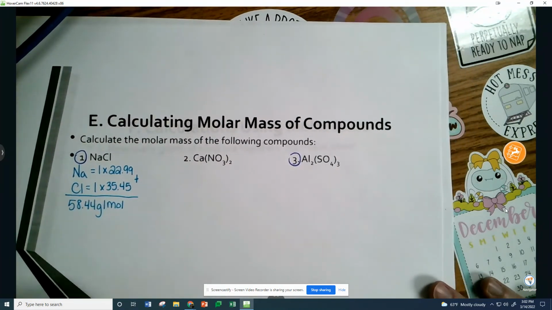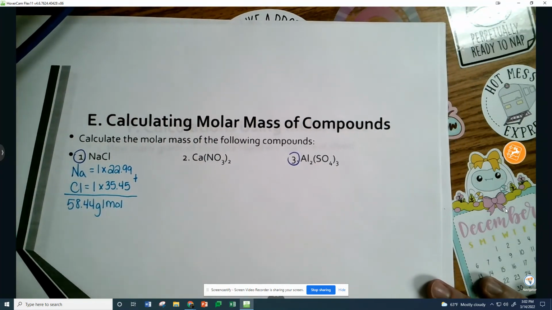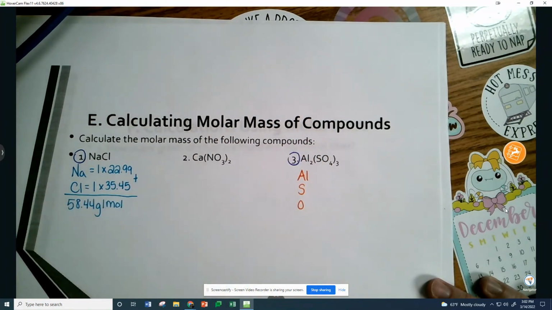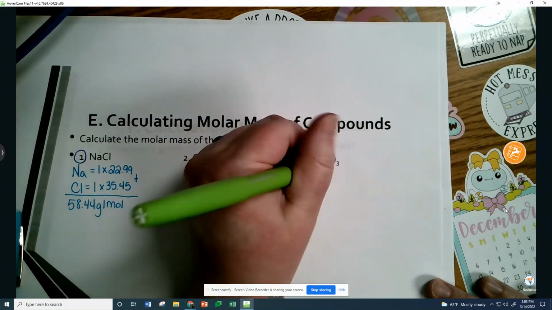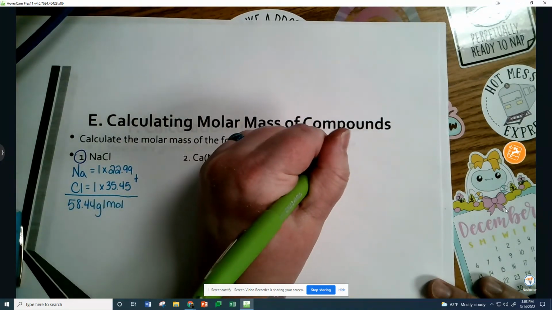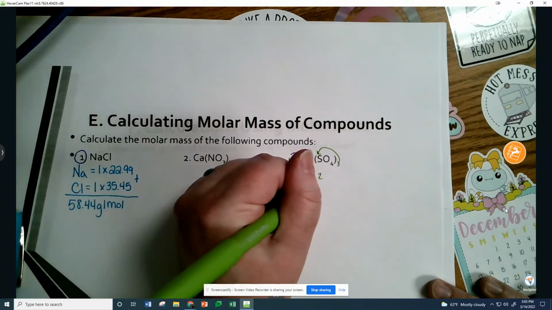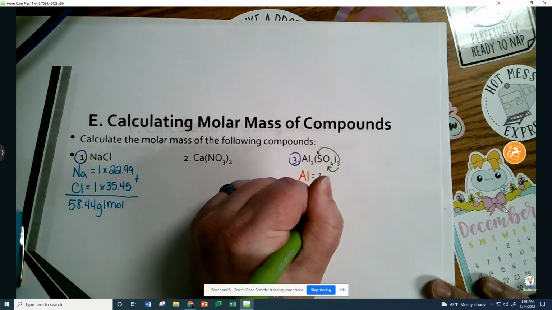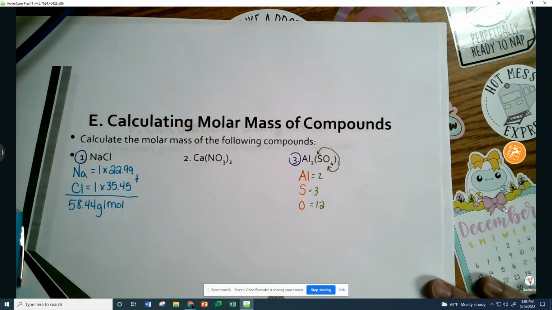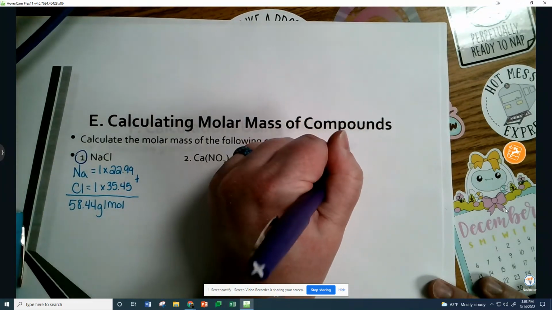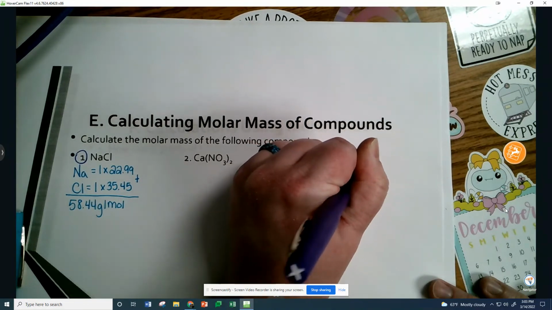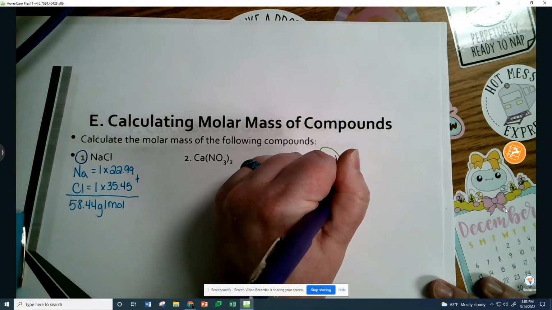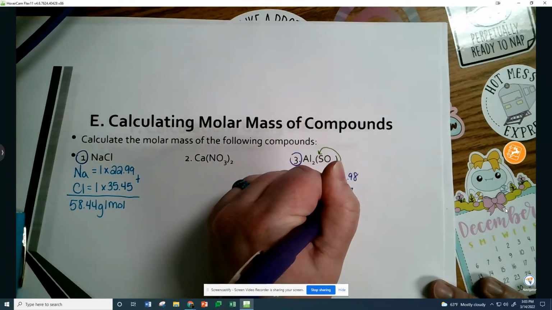So then for number 3, when you go to take an inventory, you have 3 elements. There is aluminum, sulfur, and there is oxygen. When you take a look, we have 2 aluminum. Through distribution, we multiply, we have 3 sulfur and 12 oxygen. Again, we then go to our periodic table to find their individual masses. So aluminum is 26.98 to 2 decimal places. Sulfur, we can round to 32.07. And oxygen bumps up to 16 flat.